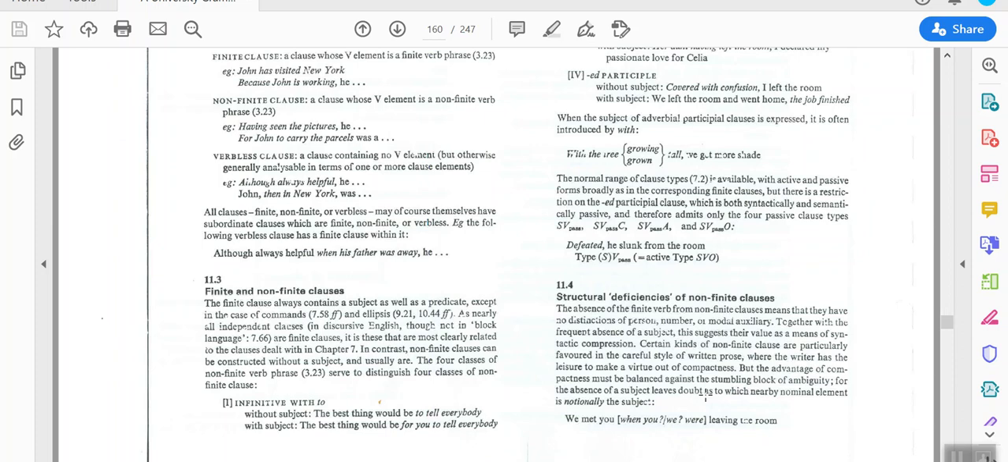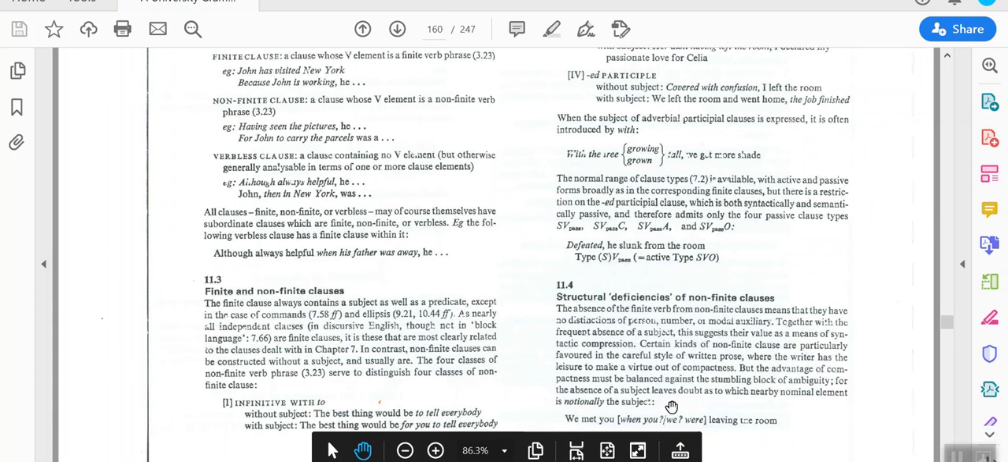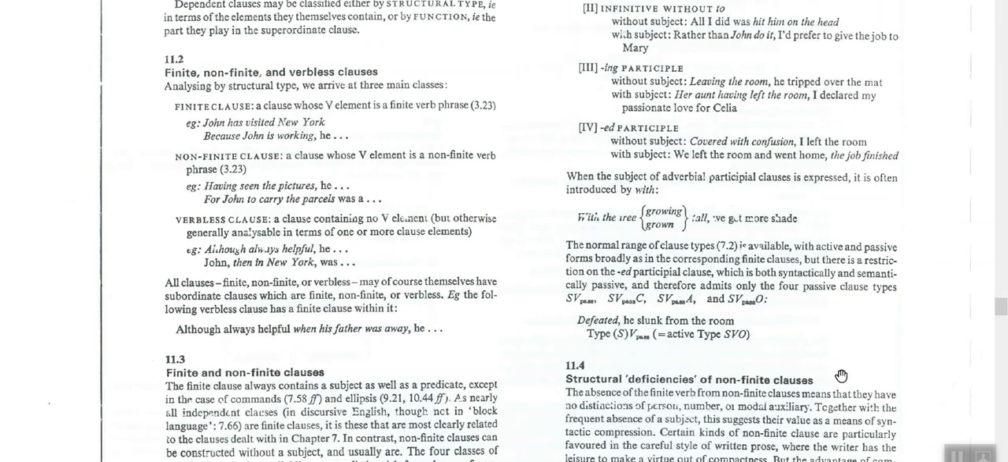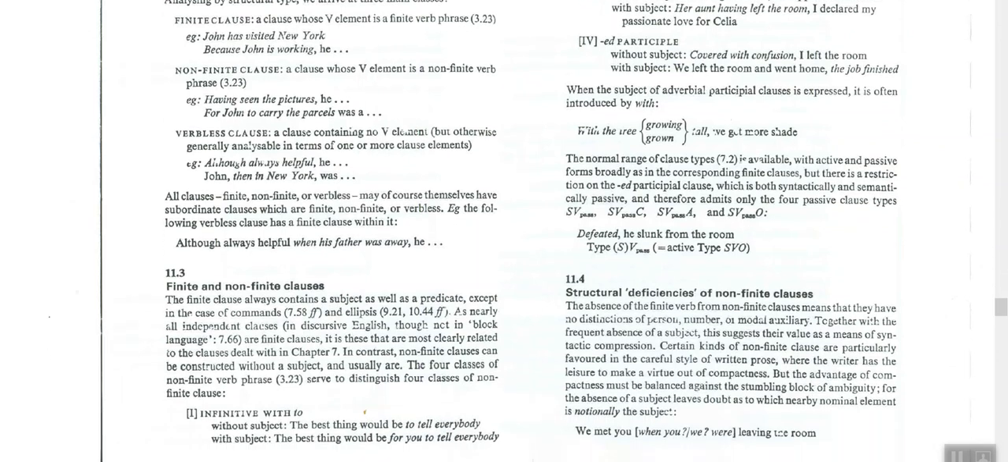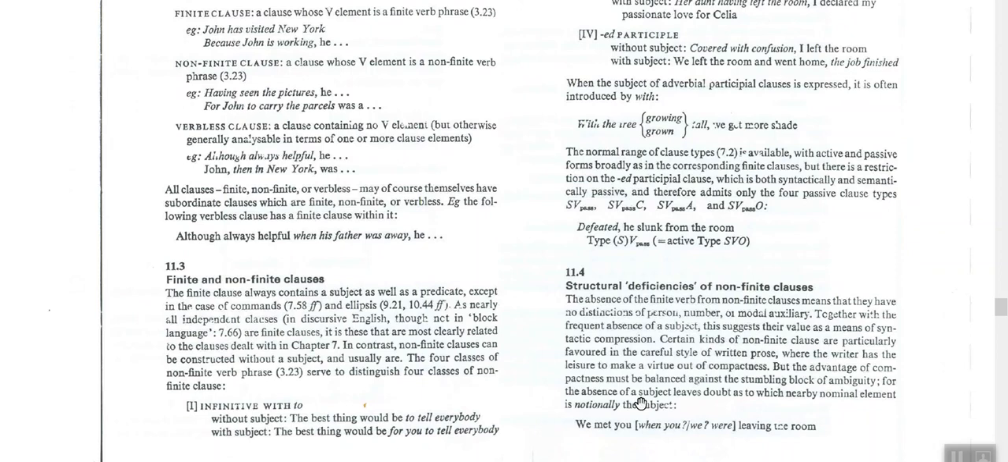Subject or verb, so we have ambiguity here for the absence of subject. Here the absence of subject leaves doubt as to which nearby nominal element is notionally the subject. Which is the subject here? It is ambiguous because we don't have a subject.